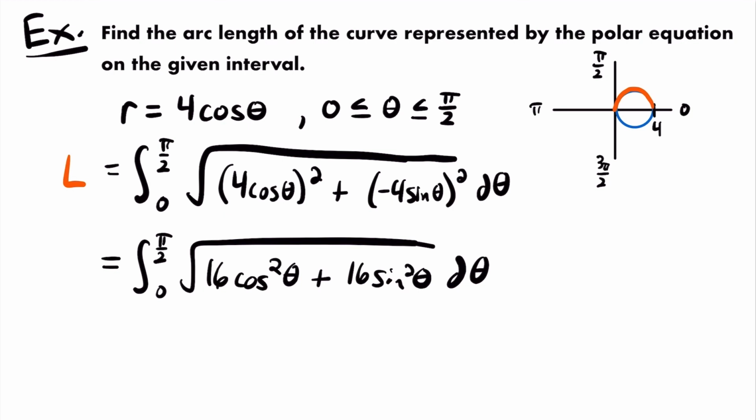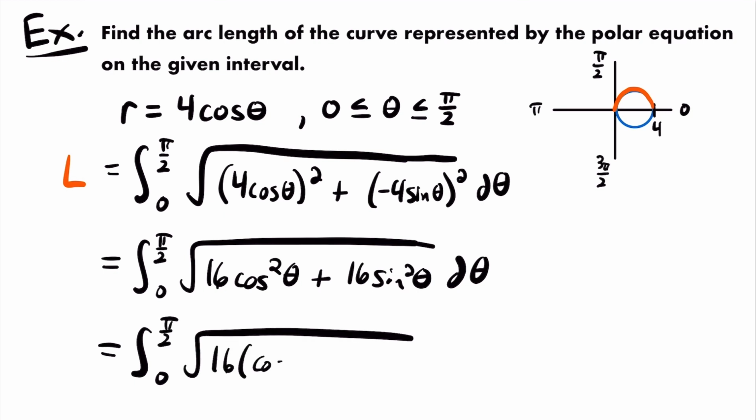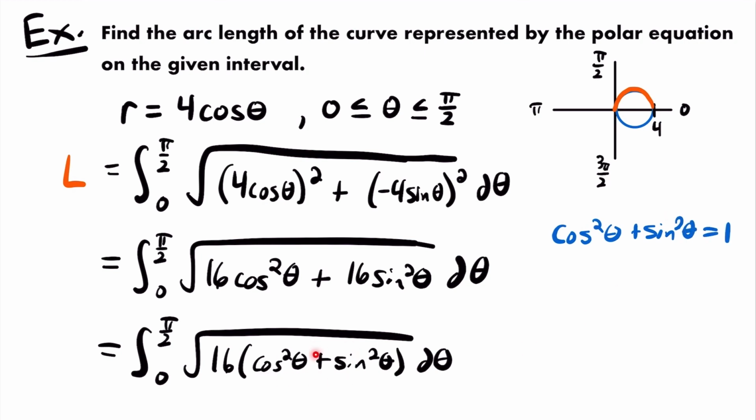Now the next thing that I see that we can do is pull out a common factor of 16 from both of these terms underneath the square root. So if we do that, this will be equal to the integral from 0 to pi divided by 2 of the square root of 16 times cosine squared theta plus sine squared theta. All right, and now something interesting is going to happen. We know from one of our trigonometric identities that cosine squared theta plus sine squared theta is equal to 1, right? Our Pythagorean identity for sine and cosine says that cosine squared theta plus sine squared theta is equal to 1. So we can replace this quantity with 1.